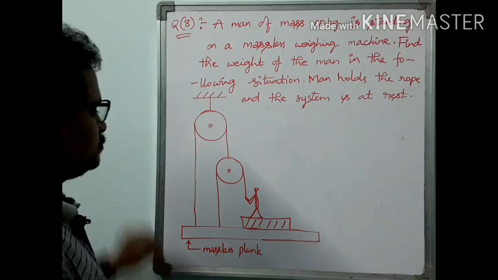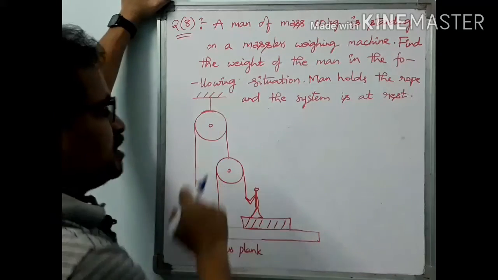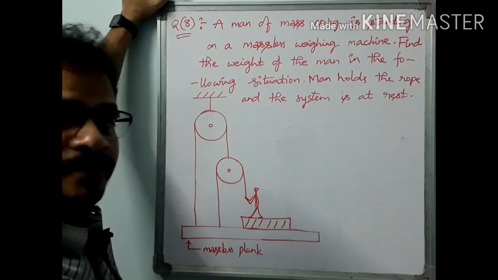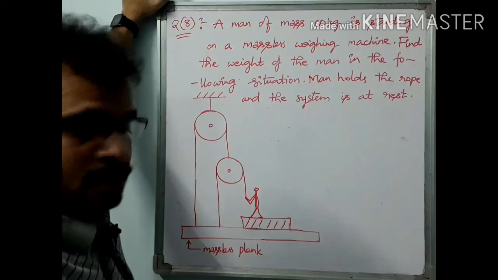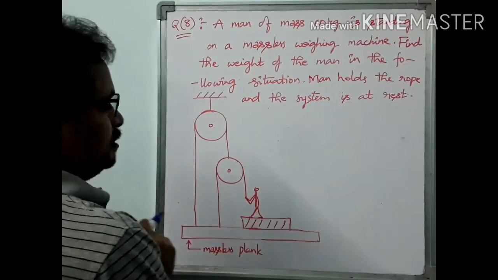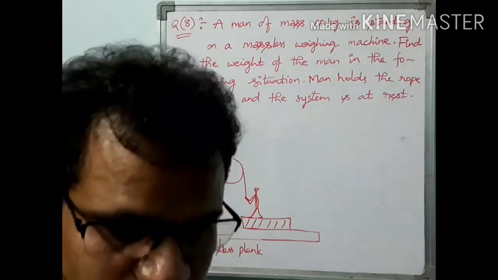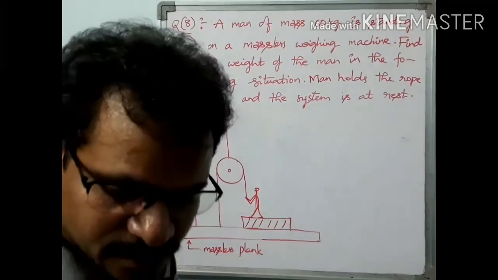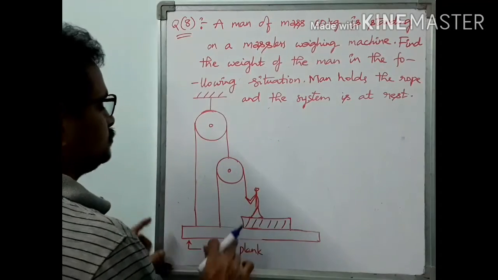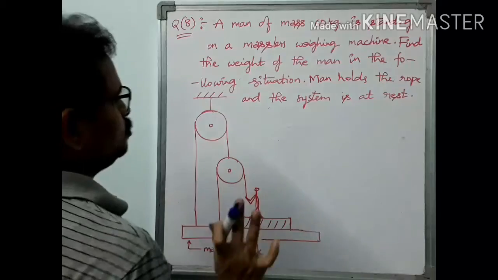See here, this is the first problem where two pulleys are involved. Till now we have dealt with only a single pulley. This is the first case of two pulleys. In this case, this entire system is at rest. This is a weighing machine, this is a massless plank, two pulleys and ropes like this.